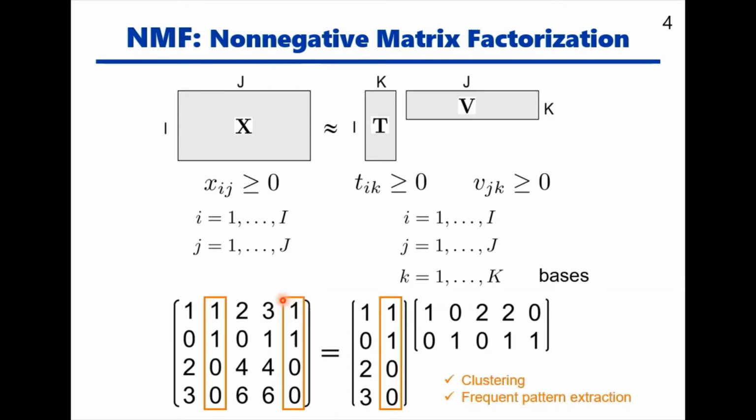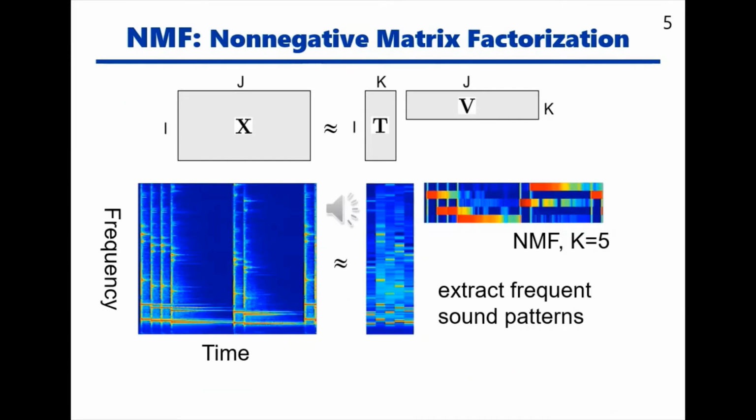As you can see here, the column 1, 1, 0, 0 appears twice in X, and this column constitutes one of the basis vectors. From this kind of factorization result, we understand that NMF performs clustering or frequent pattern extraction. This is another NMF example applied to an audio signal. We have the spectrograms of this sound. Let me play back the sound.